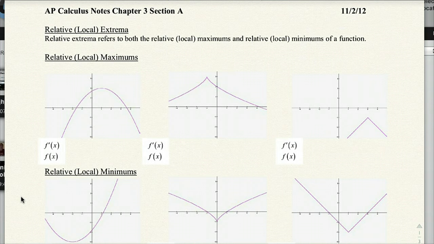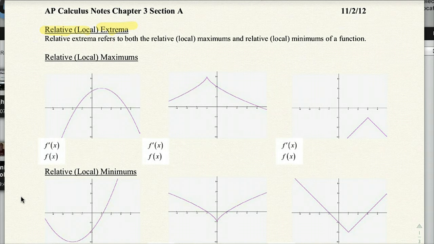So first of all, this standard 1 is about local maximums and minimums. Another way that people talk about it, they call it relative as opposed to local, and they call it extrema, meaning extreme maximum or extreme minimum. So first of all, I want you to see these three graphs. These are examples of local maximums.